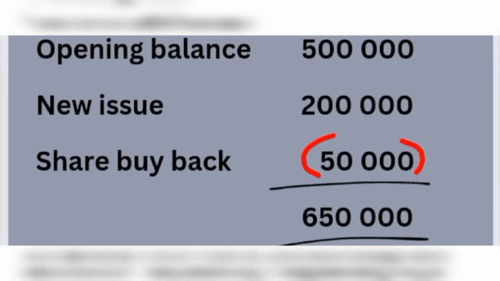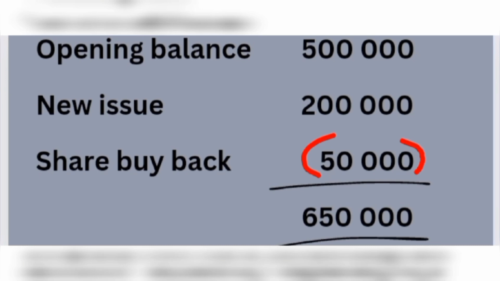At the beginning of the year we had 500,000 ordinary shares. We then issued 200,000 ordinary shares. During the year we bought back 50,000 ordinary shares. So 500,000 plus 200,000 minus 50,000 gives us 650,000 ordinary shares in issue. So as at 1 November 2023, we have 650,000 shares in issue.